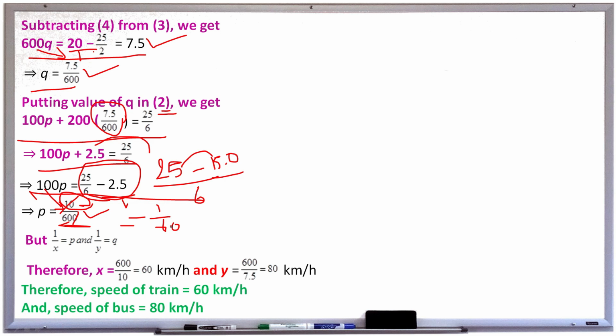Now putting the values, 1 by x is equal to p and 1 by y is equal to q. So x is equal to 60 kilometers per hour, and y is equal to 80 kilometers per hour. So the speed of the train, which we took as x, is 60 kilometers per hour, and the speed of the bus is 80 kilometers per hour. Thank you.